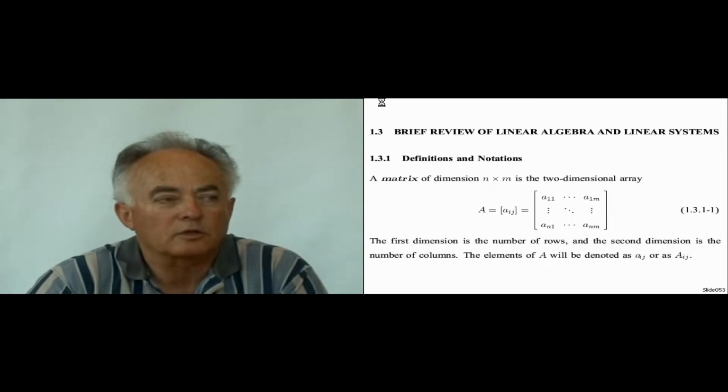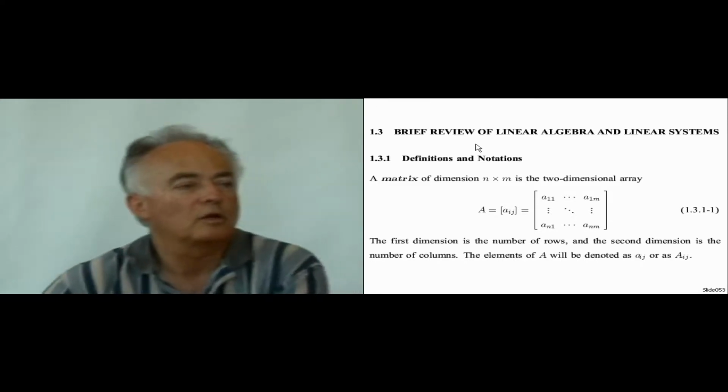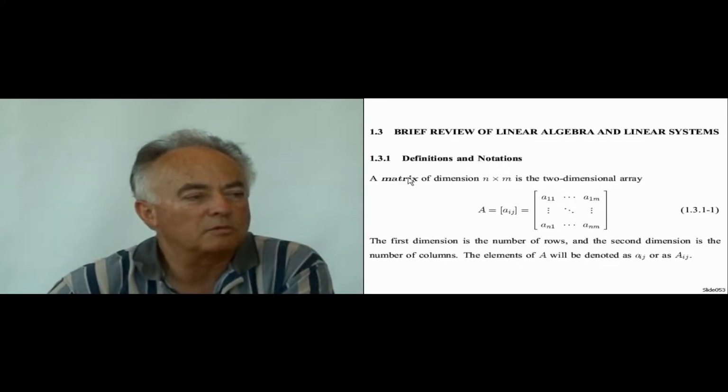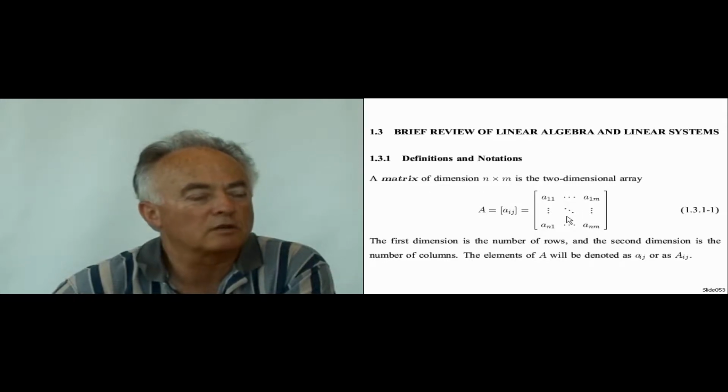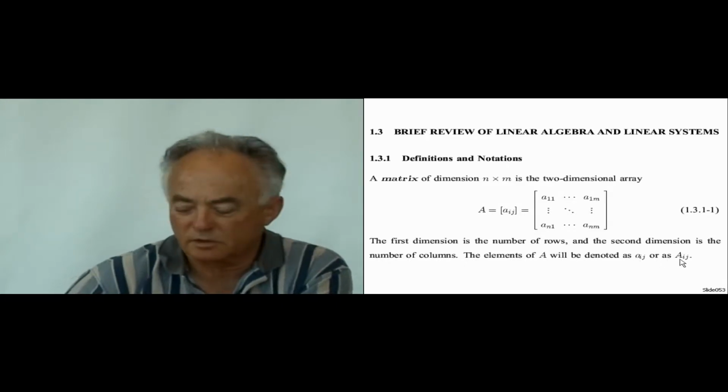Next, we'll discuss the background from linear algebra and linear systems that we're going to use throughout this course. Some of the definitions will be for a matrix. This is an n by m two-dimensional array with the elements aij, and the first dimension is the number of rows, the second dimension is the number of columns. And the elements of A sometimes will be denoted as lowercase aij, sometimes as cap Aij.